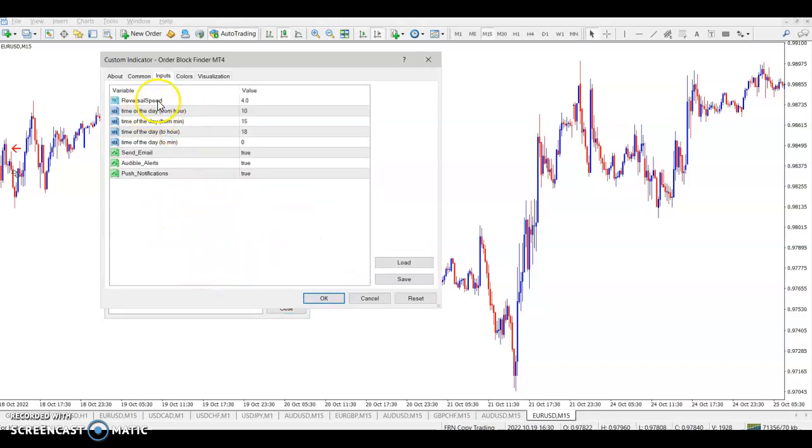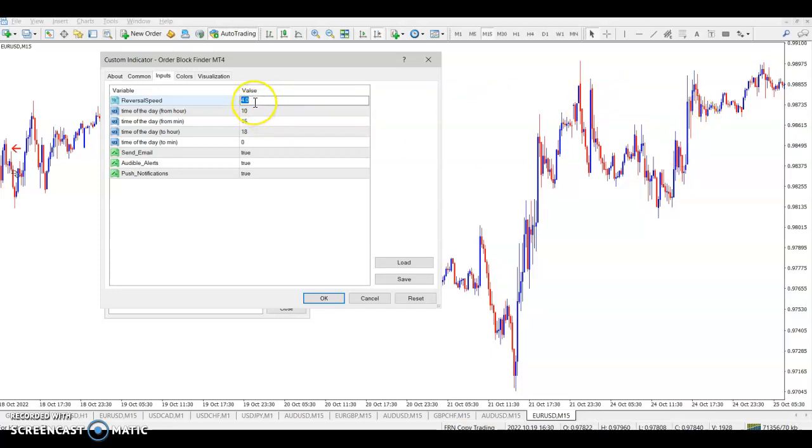Here we have reversal speed. Now, as you know with order blocks, let's say this was an order block as defined by the indicator here, then the speed or the volume that the price moves after the order block is created is this number. A higher reversal speed means the price would have to move further, and a lower one obviously wouldn't have to move as much.